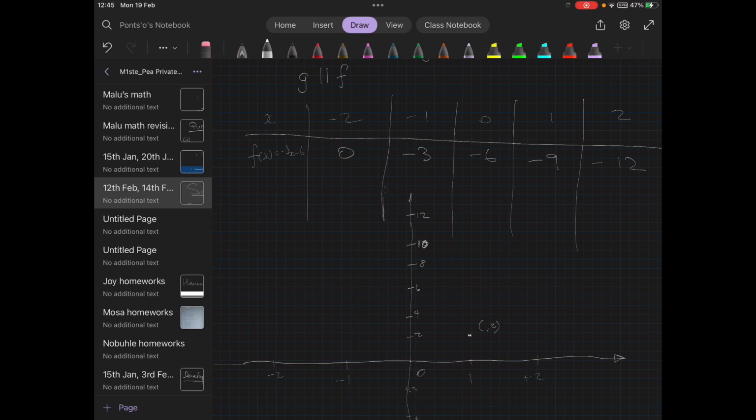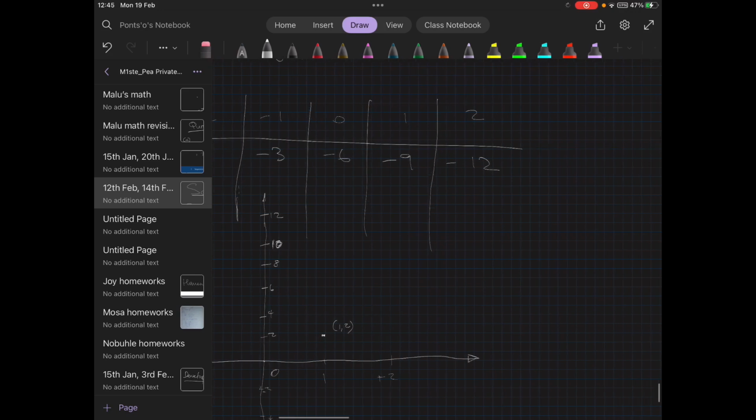Aren't they the same? Don't they have the same gradient? If not, their gradients, isn't it? Both the gradients, if they multiply together, give you negative 1. Okay, that's a good one. If they're perpendicular, they should give you negative 1.